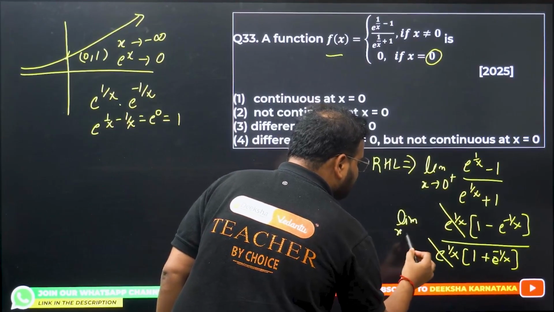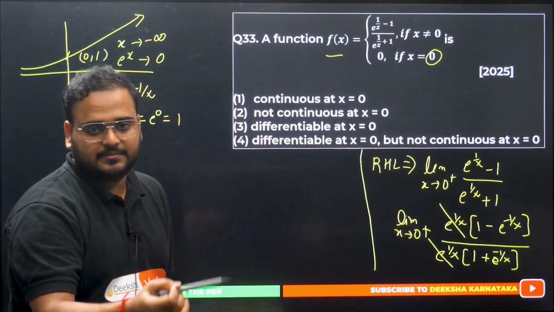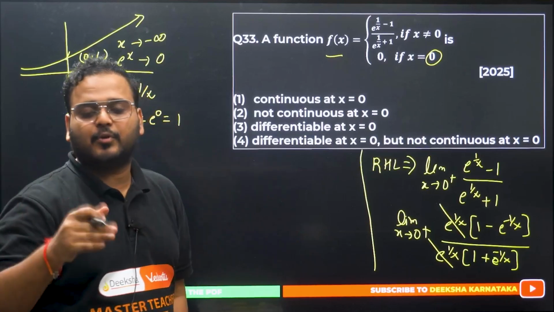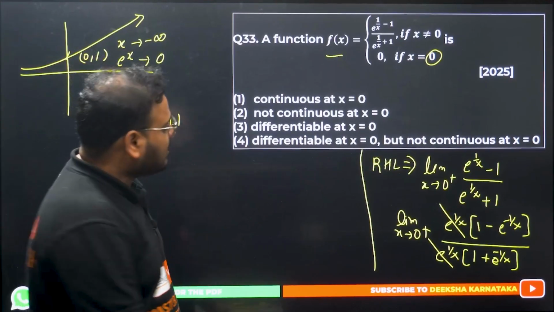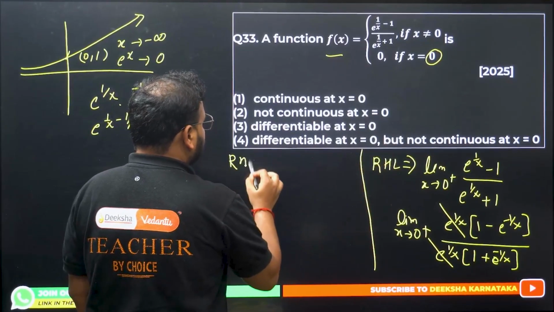Limit x tends to 0 plus, from the right side, means a positive 0 value, like 0.000000 whenever it ends with 1. So, positive 0 value. When I do that, what happens to the limit? Please check my RHL. Continue over here.